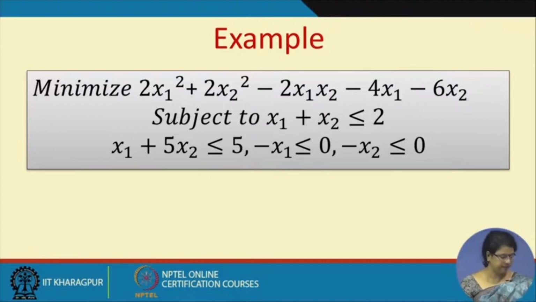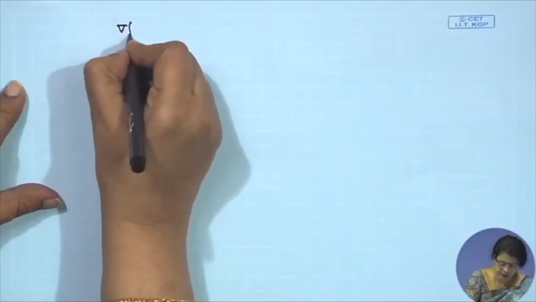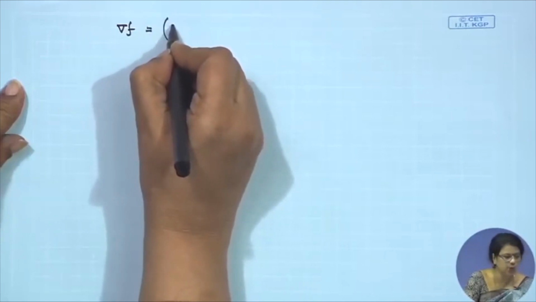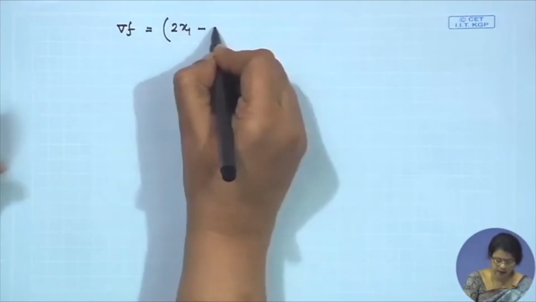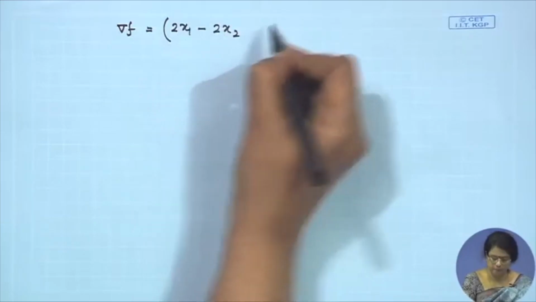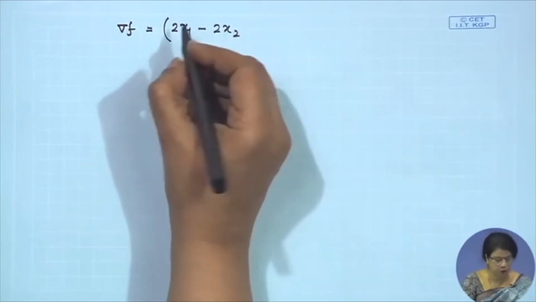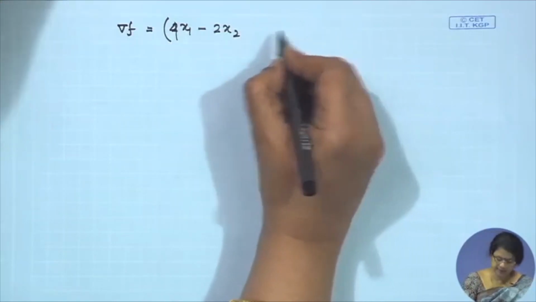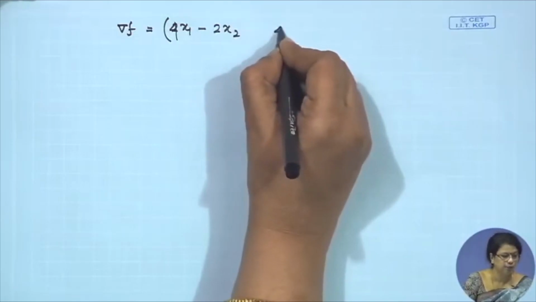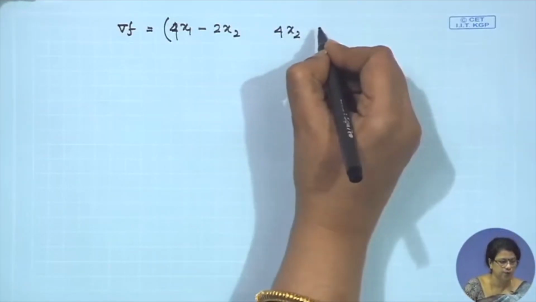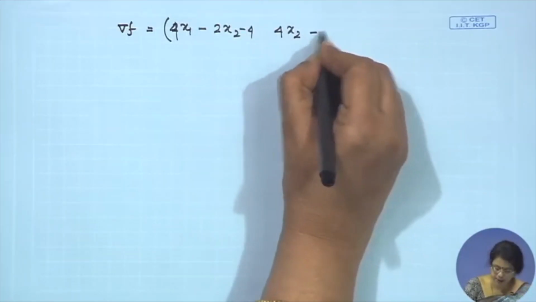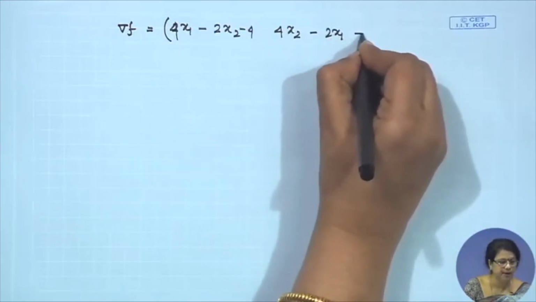The problem is this one, minimization of 2x1, x2, etc. Let me find out first the grad f. This is the first part of it. Grad f is equal to 4x1 minus 2x2 minus 4, and the next is 4x2 minus 2x1 minus 6.